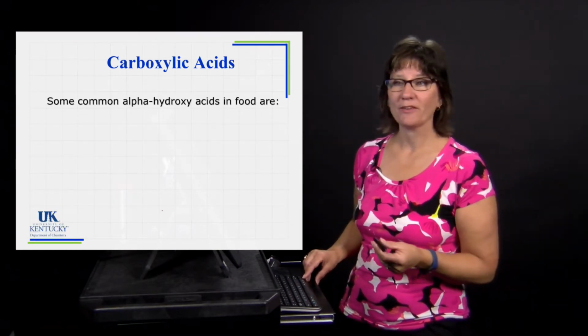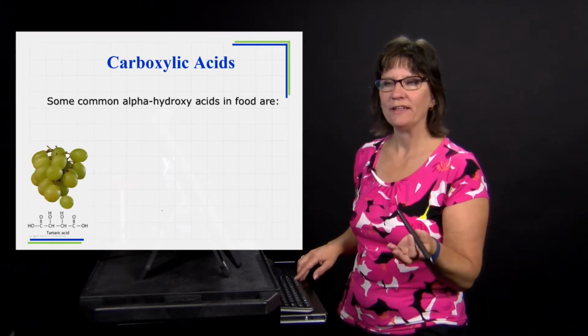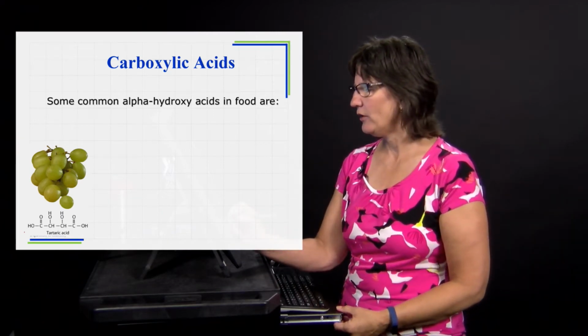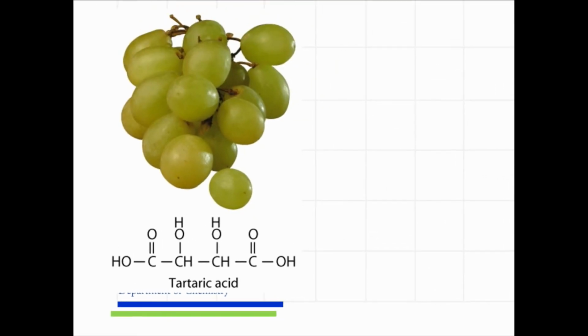Now, there's some carboxylic acids that are called alpha hydroxy acids. So let's see what we mean by that. Let's zoom in on this tartaric acid a little bit here. Here is that carboxylic acid group that you can see there. Let's see if I can make my hand do its thing. Oh no, I don't know how this works. Okay, so we see our carboxylic acid group here.